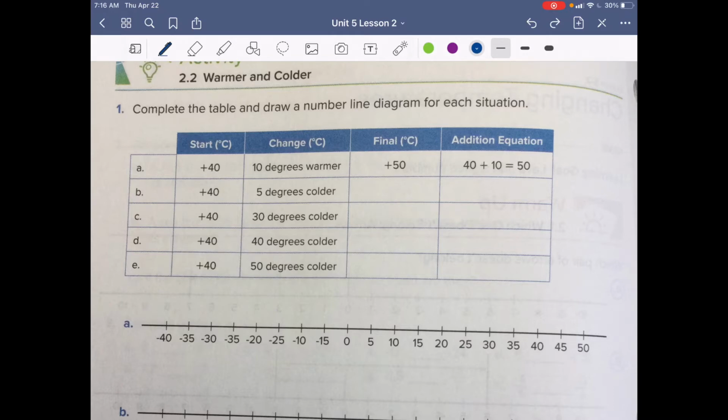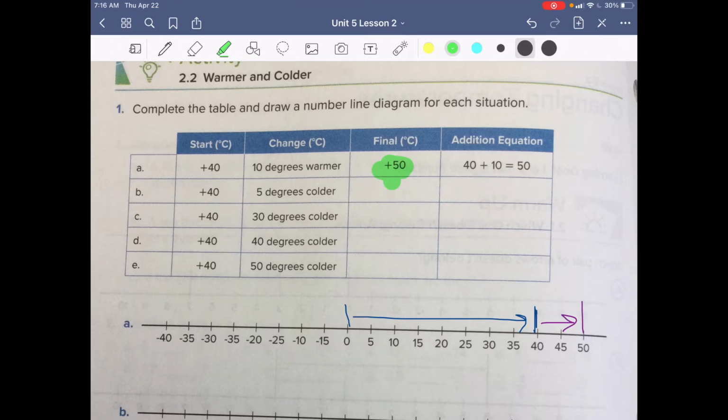And they did A for us. So it started at positive 40 degrees and it got 10 degrees warmer. So it was at positive 40. We started here. So we went from 0 to 40. That's what we started with. And then it got 10 degrees warmer. So on number line A, we showed we were at 40 degrees and we went up 10 degrees to 50. So we have our answer here of 50. That's where we ended.